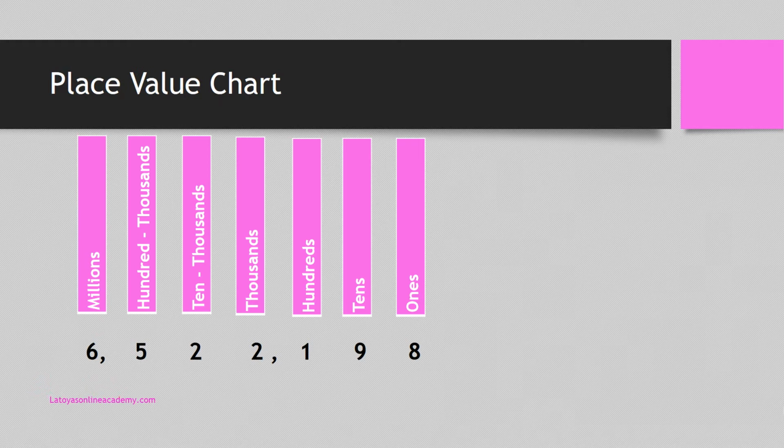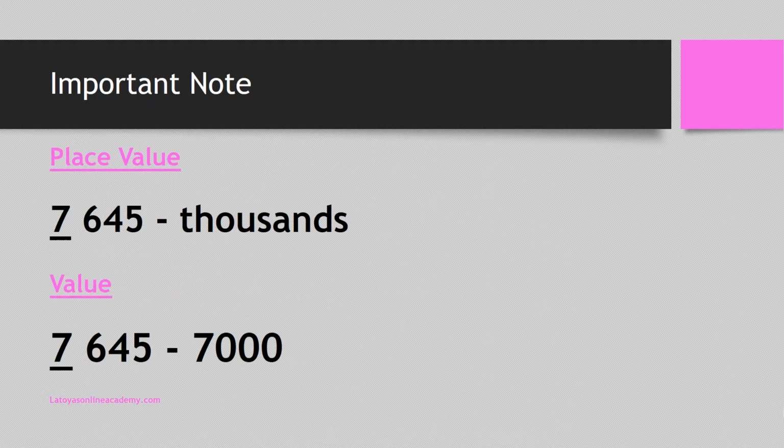This is our place value chart, and this number is read as 6,522,198. It's very important to note that when a question asks you to find the place value, you write the words. So for example, the place value of this 7 is thousands.